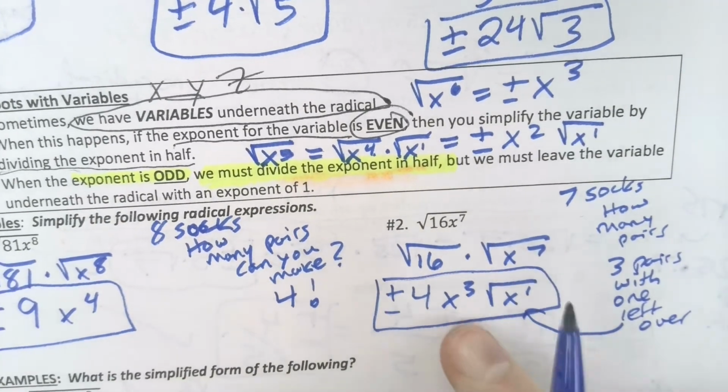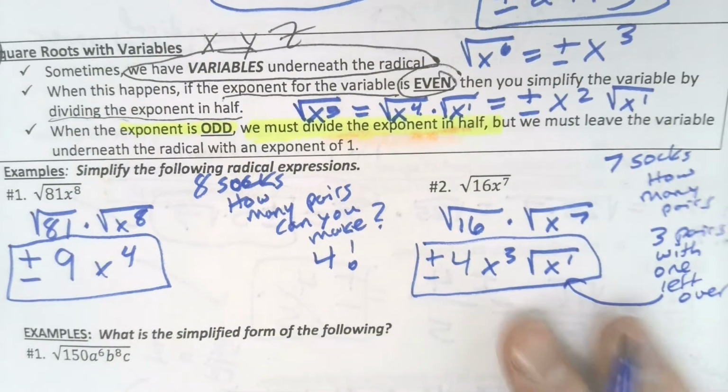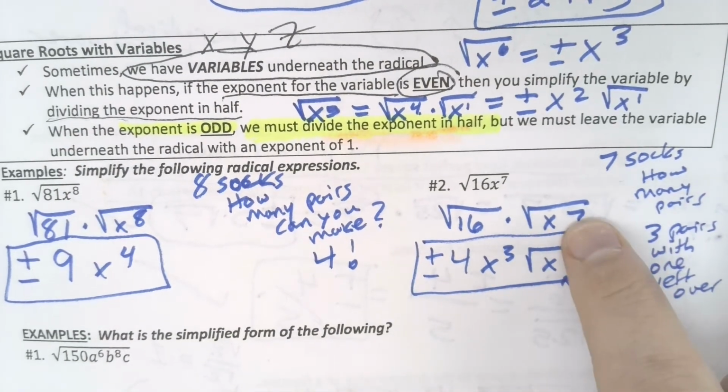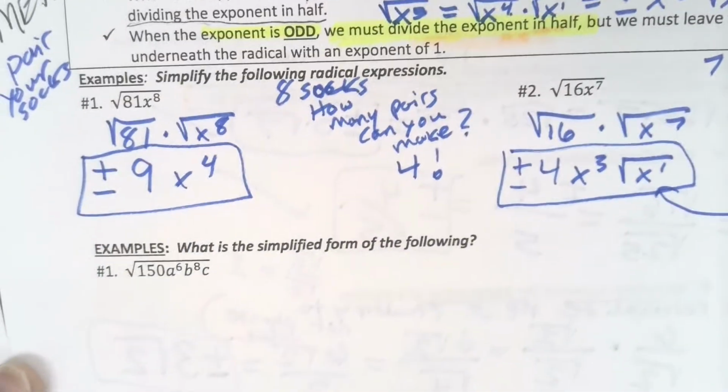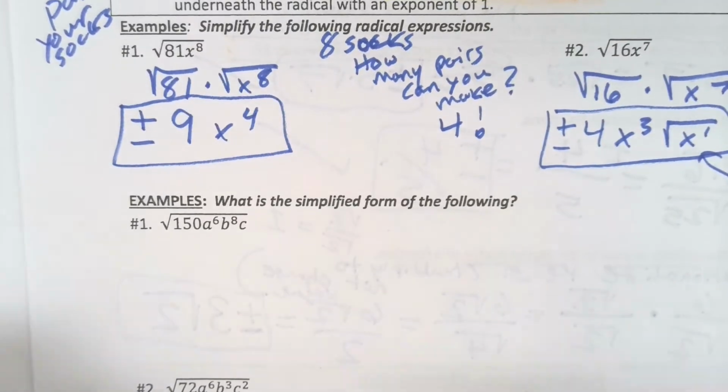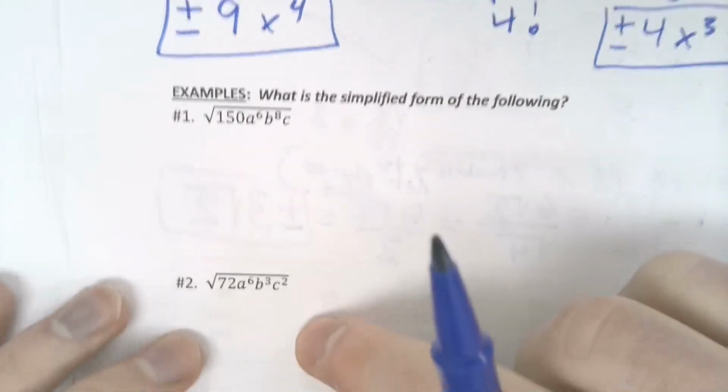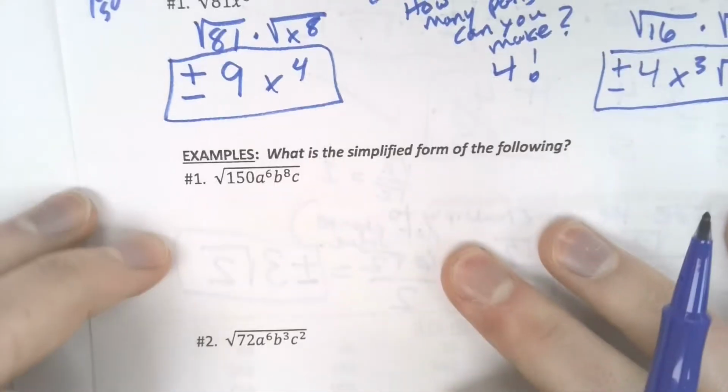That's what I mean by the sock method. I like to use that to help me out anytime I'm dealing with an odd exponent. 3 pairs, 1 left over. So let's do 1 together, and then I'm going to let you guys try 2 and 3. Check out number 1 here.